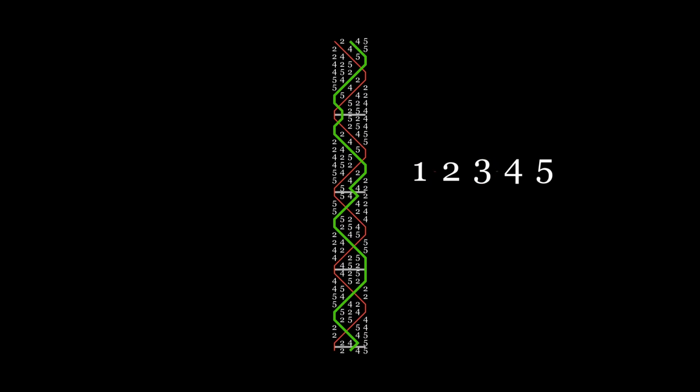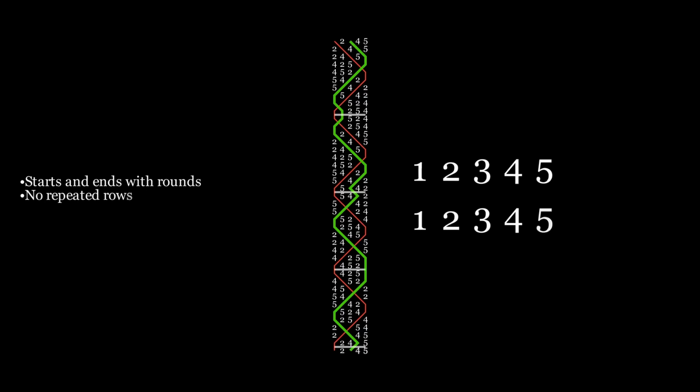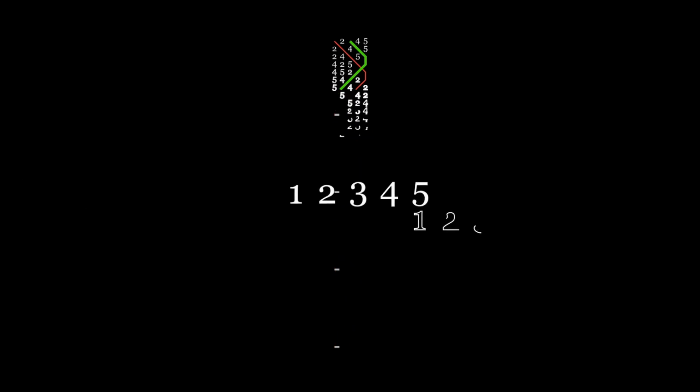A couple of important things to note are that the method starts and ends with rounds, there are no repeated rows, and between each row every bell can only move a maximum of one position. For example, from this row the 4 could go left, go right, or stay in the same place. It could not move to seconds place. This also means that here, if the 4 goes left, the 3 must go right to fill the hole created.